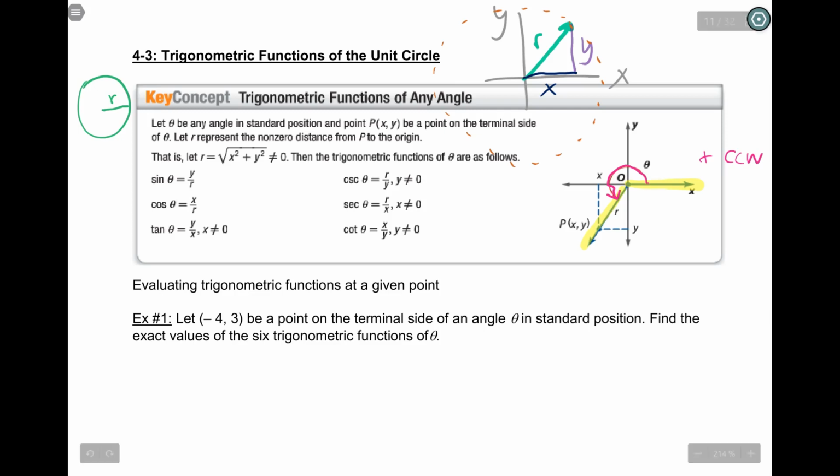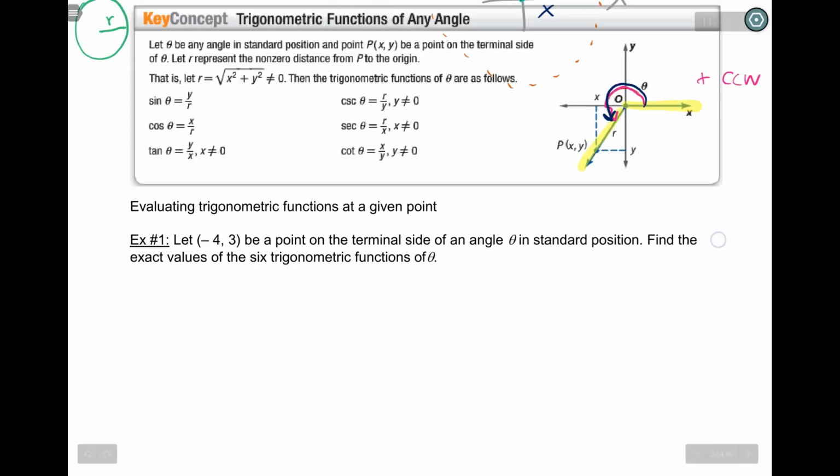All right, so for this triangle, I have my theta that's being traced out from my initial side, the x-axis, all the way around. Down here it was probably close to 220 degrees. Up here, with my example, I would say my angle is probably about 45 degrees.